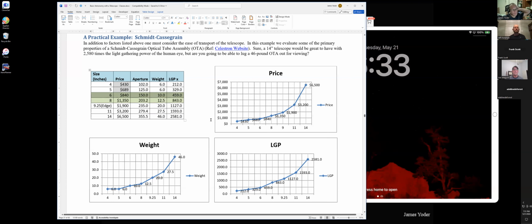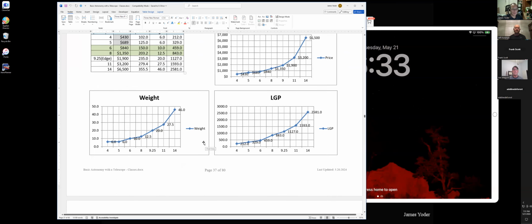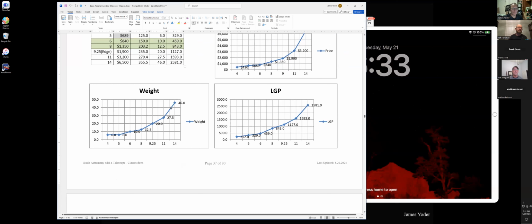If you're looking for something that you can take in the field with you, you can see here how the price starts to go up pretty quickly for these larger apertures. 14-inch telescope, $6,500. But your 8 inch is in the neighborhood of $840, 6 inch, $689. The weight also starts to go up pretty quick, 46 pounds for that 14-inch telescope, just the optical tube itself, where your 8-inch is only coming in at 10 pounds.